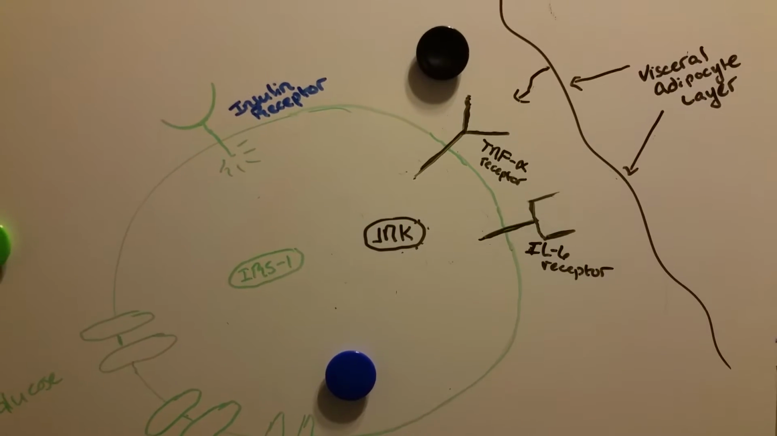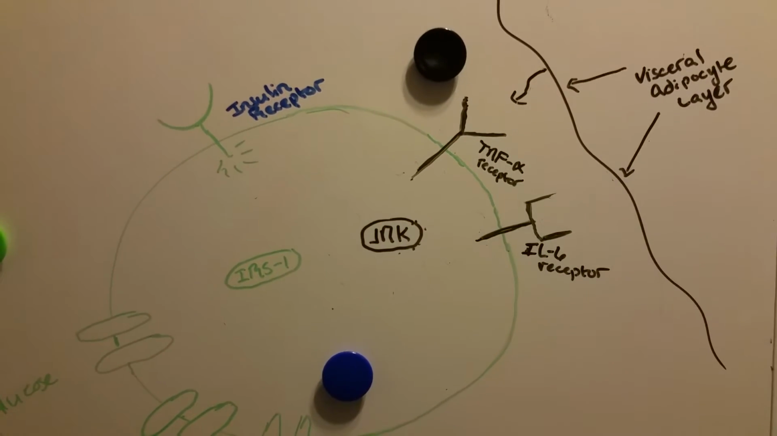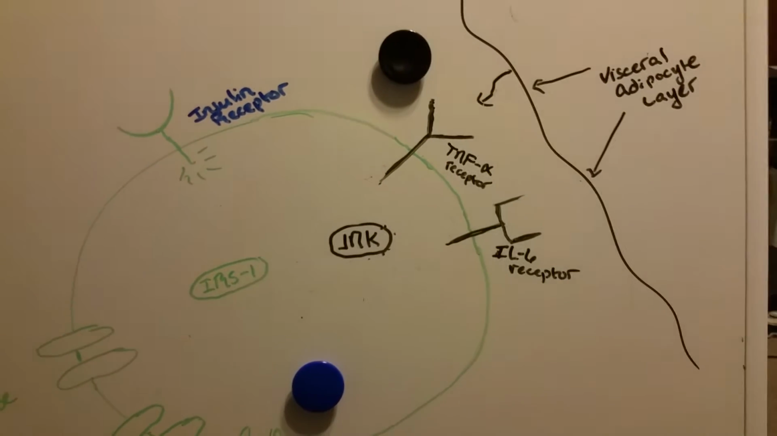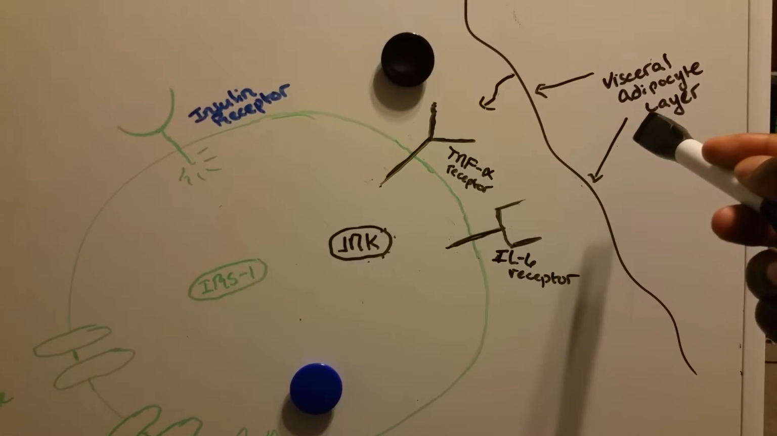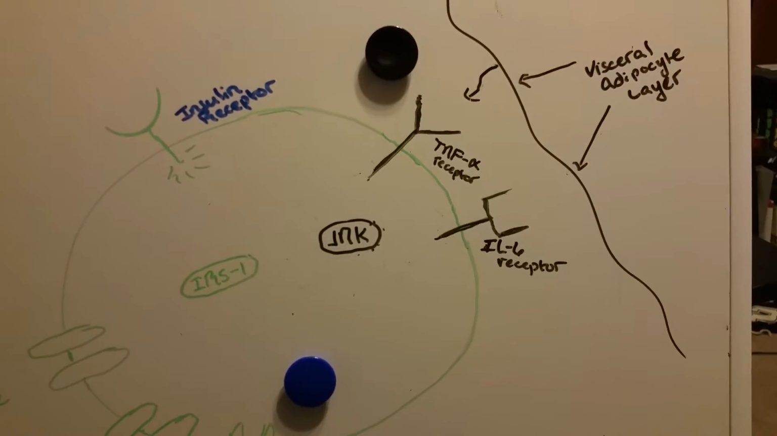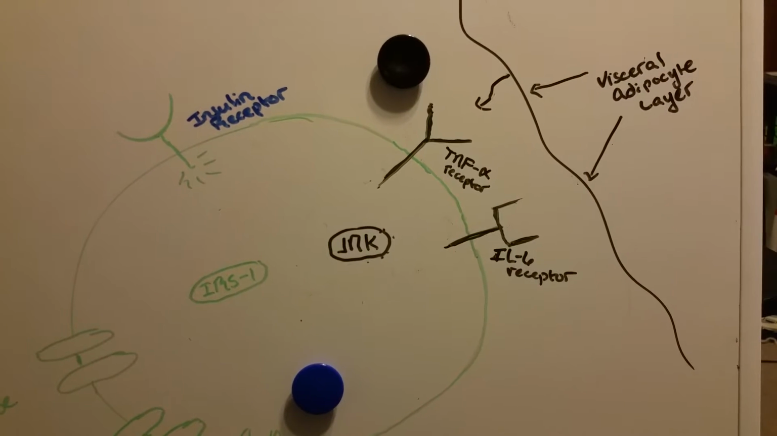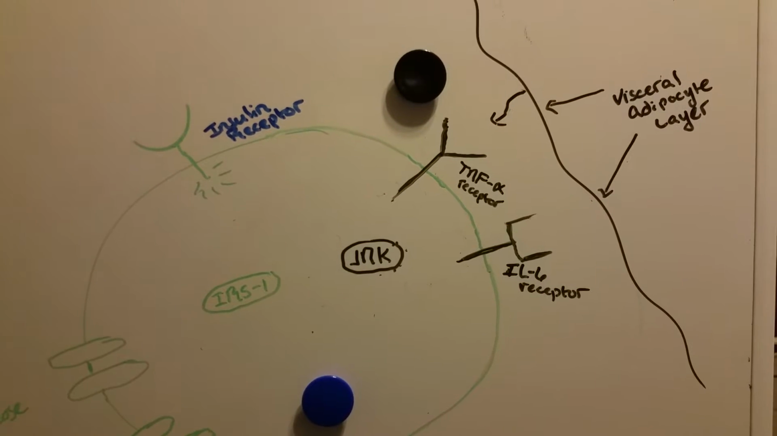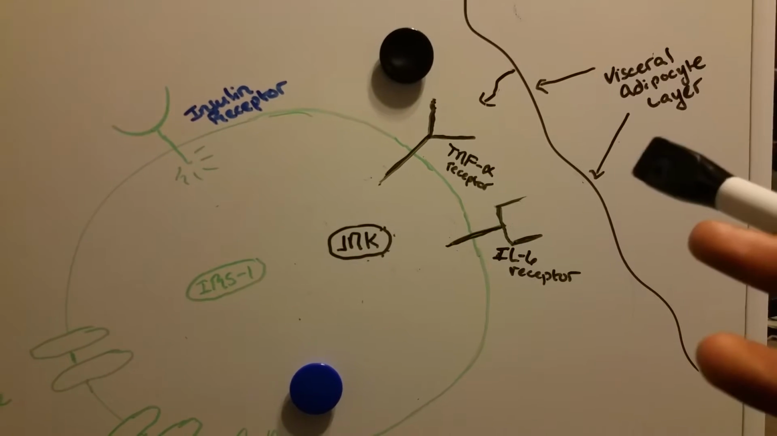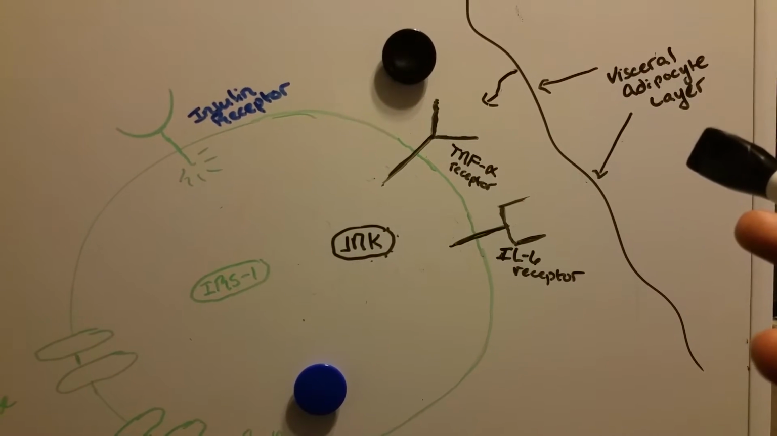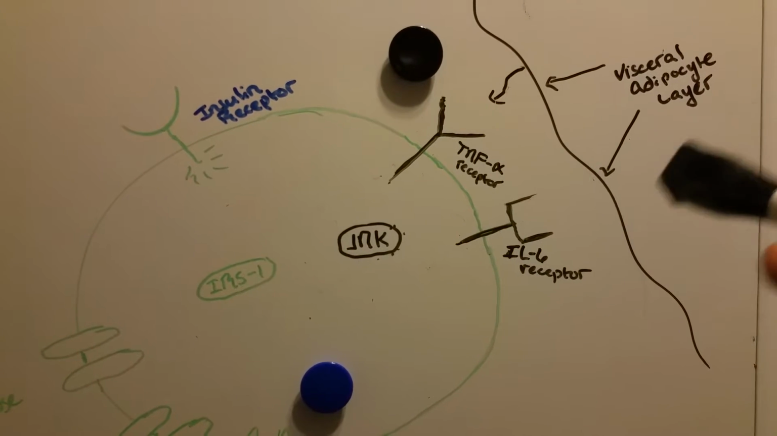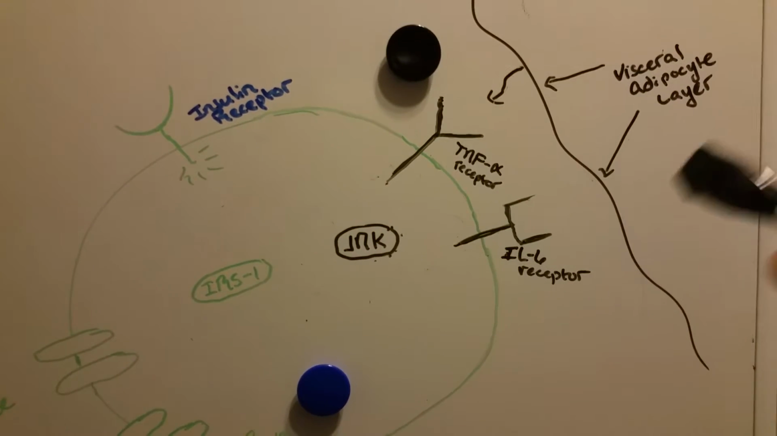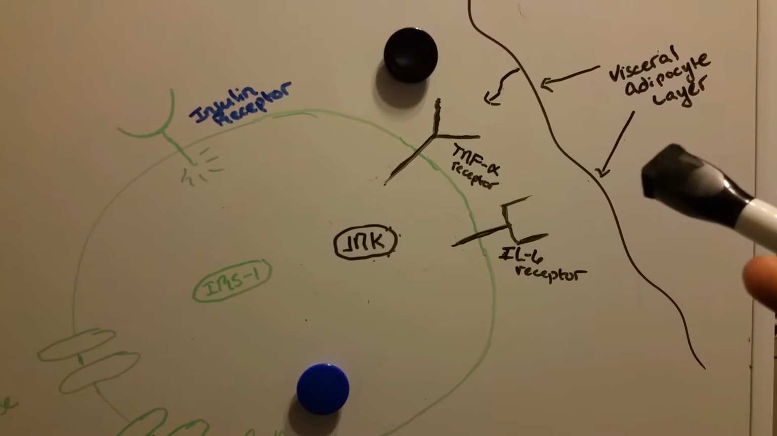Here's how inflammation leads to type 2 diabetes. It deals with the visceral adipocyte layer. This layer functions in a similar manner to the way the immune system would in an inflammatory response to cytokines. The visceral adipocytes are fat cells which surround organs and tissues and are very active and very responsive.